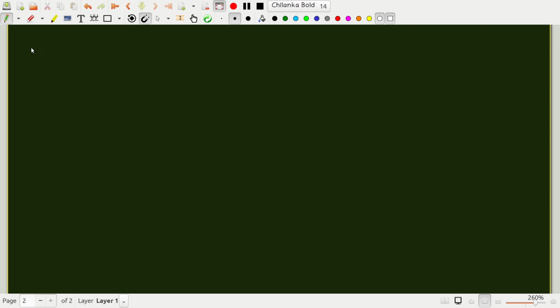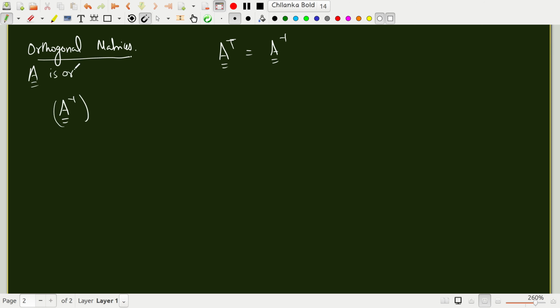Another important class of square matrices are called orthogonal matrices. What are orthogonal matrices? They are such that A transpose is A inverse. The transpose of the matrix is the inverse of the matrix. Now this has some nice properties. Suppose I consider the inverse of A, if A is an orthogonal matrix. Okay, then A inverse whole transpose is nothing but A transpose whole inverse. But A transpose is the same as A inverse. So this is A inverse whole inverse.